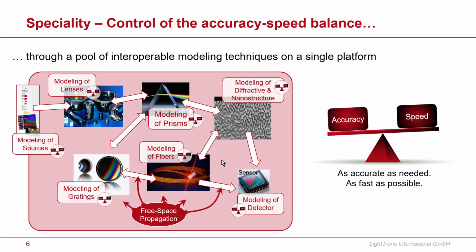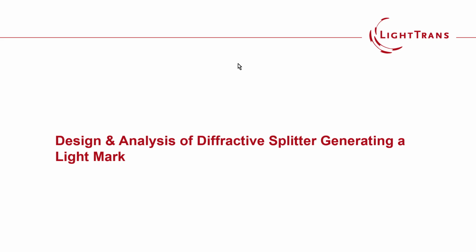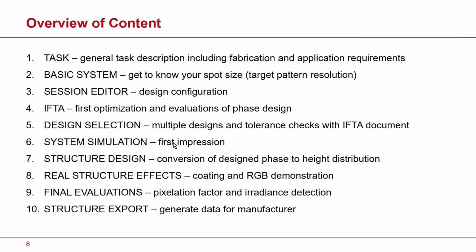So let's dive into our two scenarios. The first one is design and analysis of a diffractive splitter generating a light mark. So here's an overview of the different steps of the procedure I follow in our example. First, the general task. I'd like to know what I'm going to do, what are the specifications, the constraints, the requirements. Second, I build a basic system to know what is the spot size I'm dealing with in my system without my optical element to be designed.